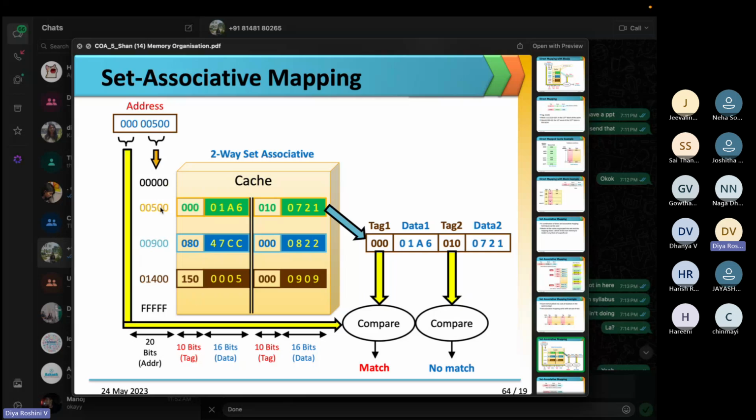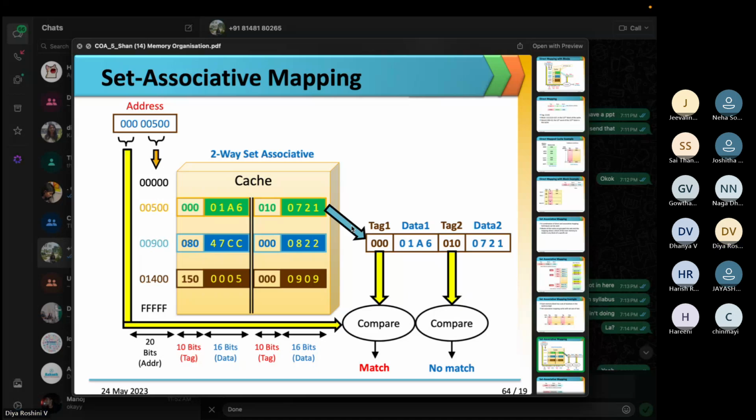But inside this set, inside this space, I have two blocks. I do not know which block I need. So now I'll compare the tag of my address with both of these blocks, and whichever is matching, I'll take that. And this is a property of associative mapping, where you compare the tag with each tag in the cache.